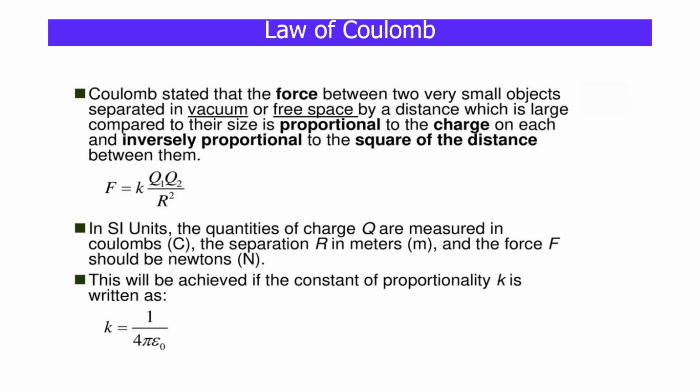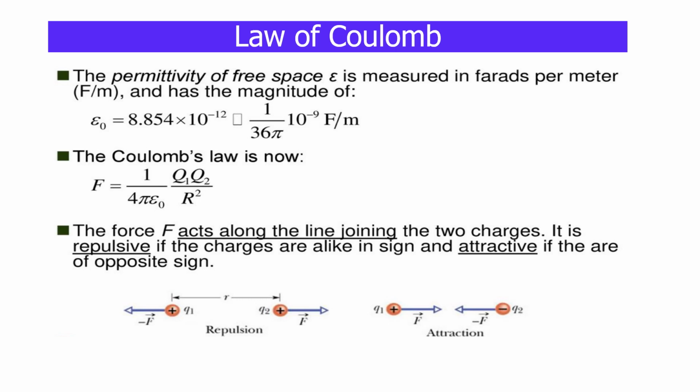This will be achieved if the constant of proportionality K is written as 1 by 4 pi epsilon, where epsilon is the permittivity of free space, measured in farads per meter, and it has the magnitude of 8.854 into 10 power minus 12, equivalently 1 by 36 pi into 10 power minus 9, and the unit is farad per meter. So Coulomb's law, after substituting the value of the proportionality constant K, becomes F is equal to 1 by 4 pi epsilon Q1 Q2 by R square.